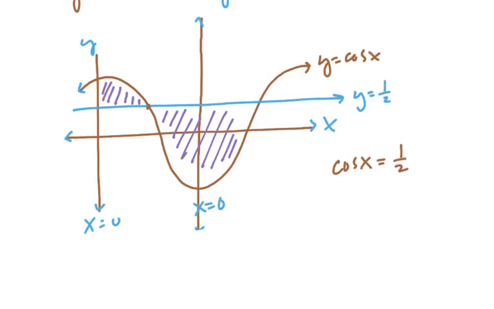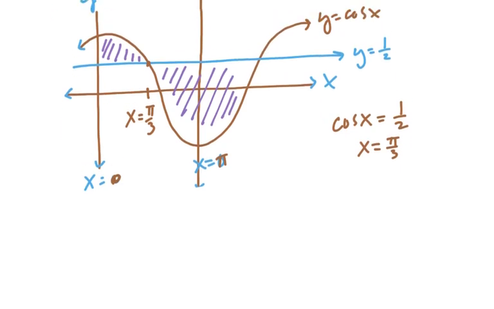That looks like a nice, easy, basic trigonometric function, right? Something that we learned in basic trig. So we know that x equals pi over 3. So right here, x equals pi over 3. So our three x values are x equals 0, x equals pi over 3, and x equals pi. So we're going to start with the bounds from x equals 0 to pi over 3.